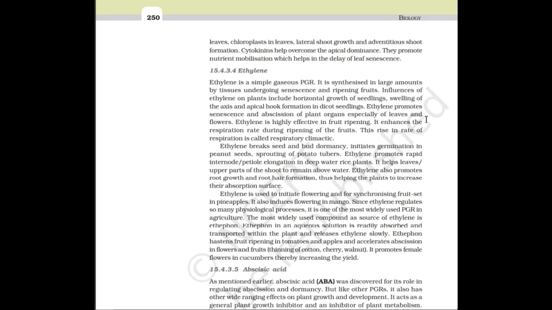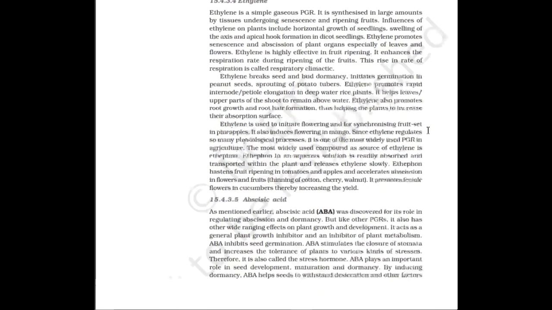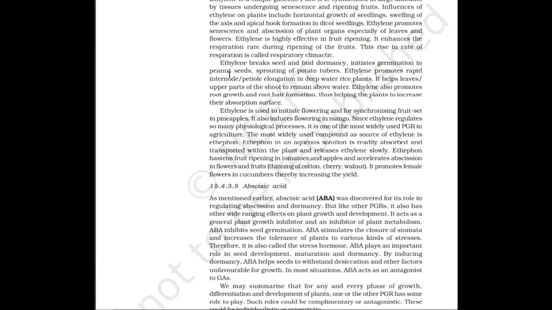Ethylene is highly effective in fruit ripening. It enhances the respiration rate during ripening of the fruit. The rise in rate of respiration is called a respiratory climacteric. Ethylene breaks seed and bud dormancy. It initiates germination in peanut seeds and sprouting of potato tubers.